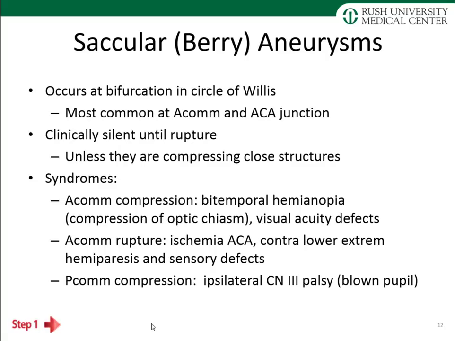Now, you want to make sure you remember that a cranial nerve 3 palsy is going to be associated with a down and out pupil, or what we call a blown pupil. A blown pupil or a down and out eye.